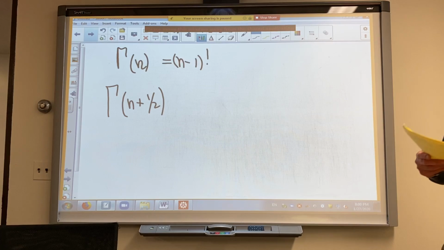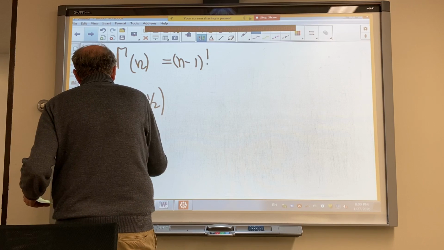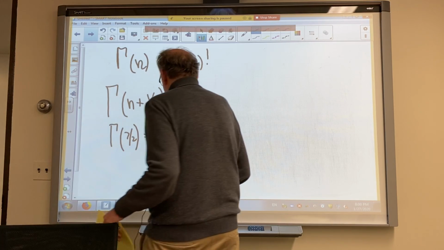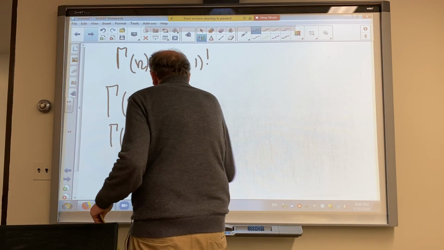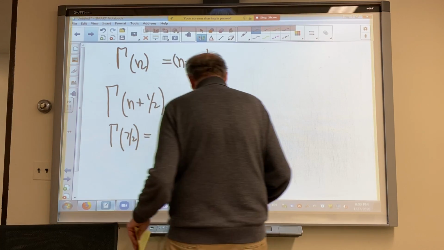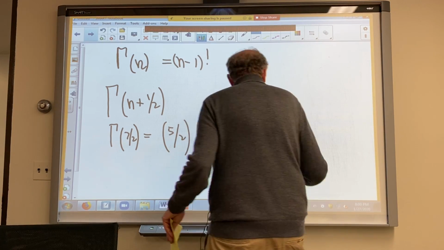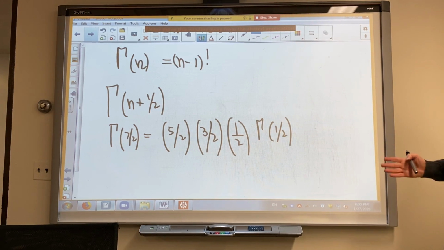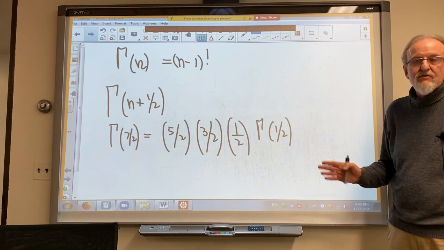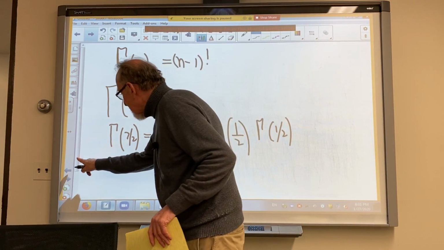So as I told you before, if I want to calculate gamma of 7/2, this is 5/2 times the gamma of 5/2, which is in turn 3/2 times the gamma of 3/2, which is in turn 1/2 times the gamma of 1/2. So in order to calculate gamma for any semi-integer, I need to know just this: what is gamma of 0.5? That's what I need to know, and that will lead to the next sort of integrals we need to calculate.